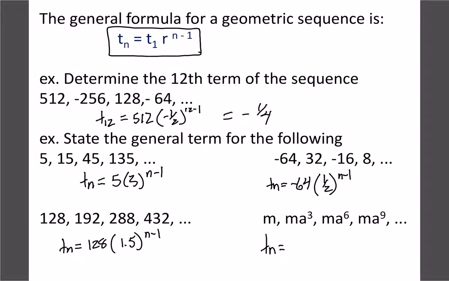And our last one, we have variables involved, but they work the same. So term 1 is m. What are we doing? We're timesing it by a cubed each time, so that would be our R value, and then n minus 1 as well.